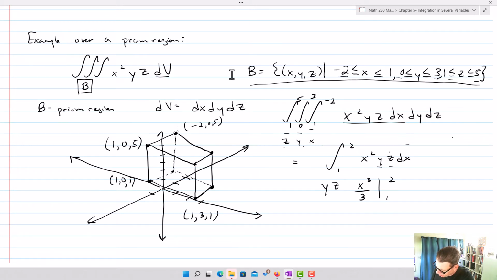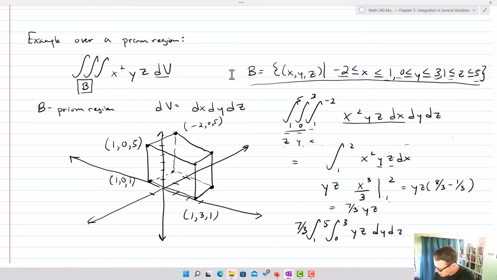What that gives me is yz times 8 over 3 minus 1 over 3, because it's 2 cubed over 3 minus 1 cubed over 3, so that ends up being 7/3. So that's 7/3 yz. Now I've got my next two bounds of integration. So I've got 7/3, the integral from 1 to 5, 0 to 3, and then yz, and now I've just got a double integral in dy dz.